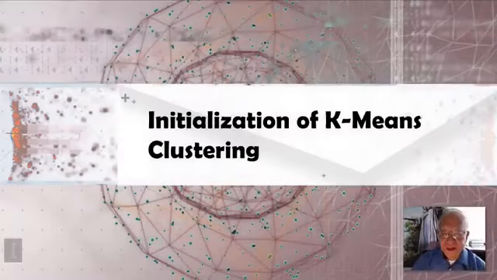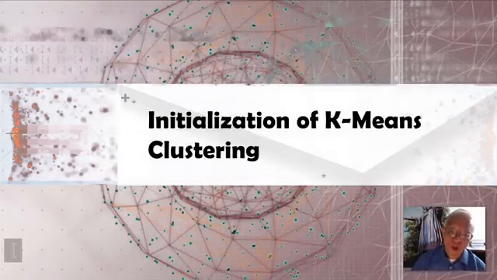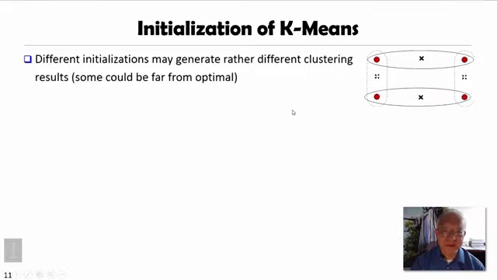As we just discussed, the quality of k-means clustering is quite sensitive to the initialization status. Then we need to see how to do good initialization so we find a good quality clustering using the k-means method. I'll give you a simple example. You can see different initialization may generate rather different clustering results. Some may not be optimal at all.